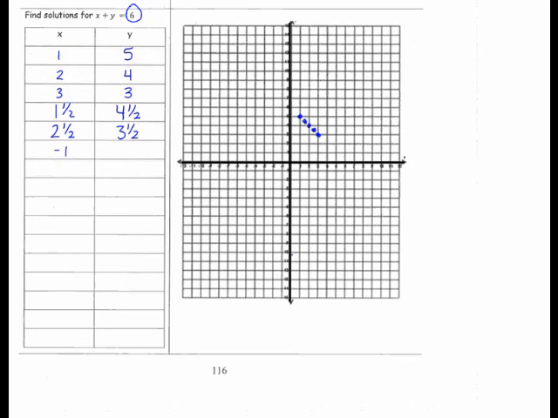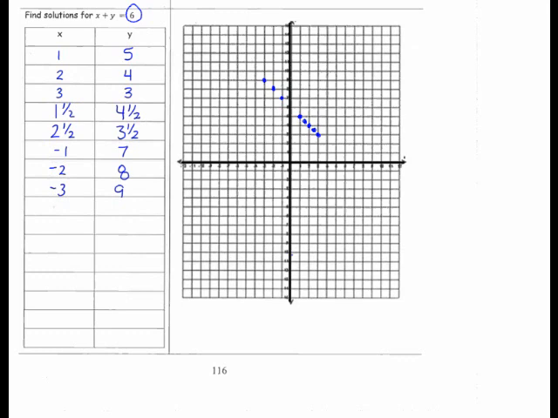Let's use -1, -2, and -3 for x. And that would put our solutions into the second quadrant. If x equals -1, then y would equal 7. If x equals -2, y equals 8. If x equals -3, y equals 9. Plot those points. It appears that our solutions are still forming a line.